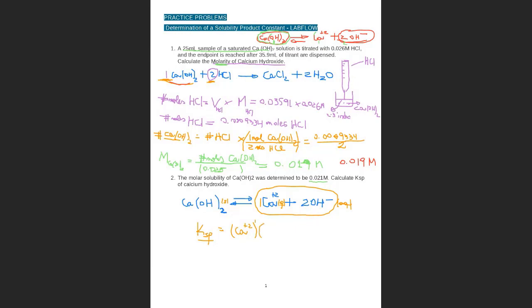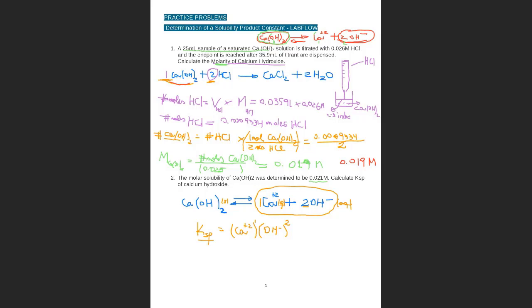And the second ion is hydroxide. And we look at the coefficient, which is a 2. So it's going to be raised to the second power. So that is the expression of the Ksp. This is the first thing we are doing. Now, what information are they telling us? They are telling us the solubility.